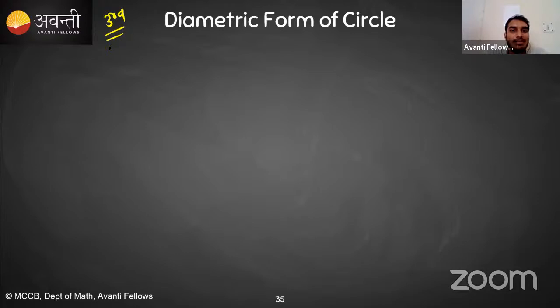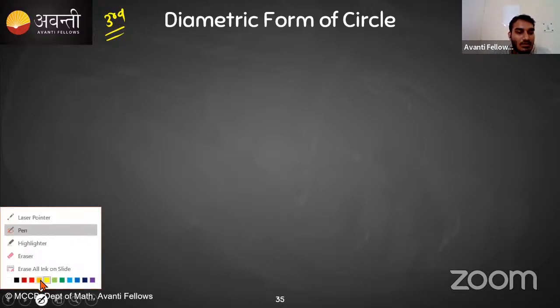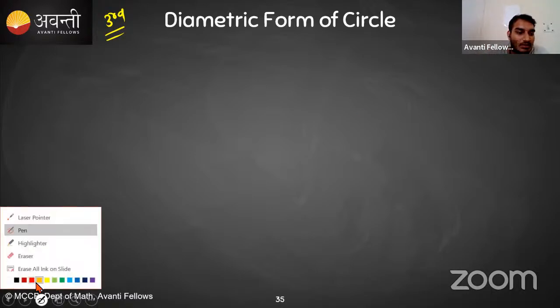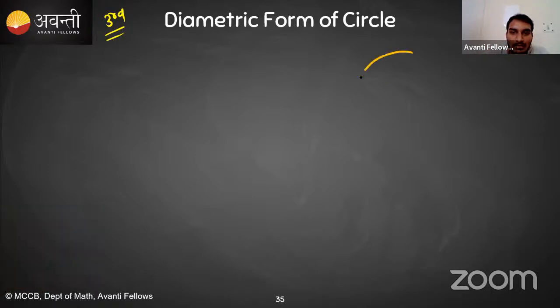Third is now the diametric form of the circle. So it is like this: equation of circle whose extremities, the opposite end points of the diameter, are given. I'm just writing down the problem statement, what we are aiming at.